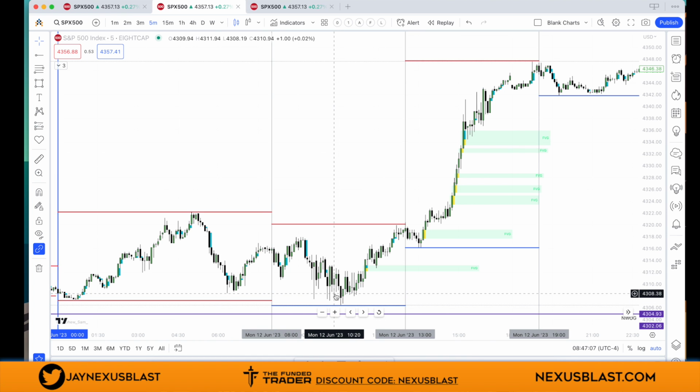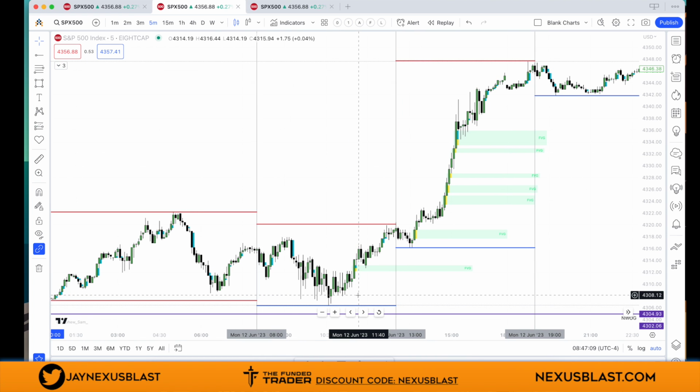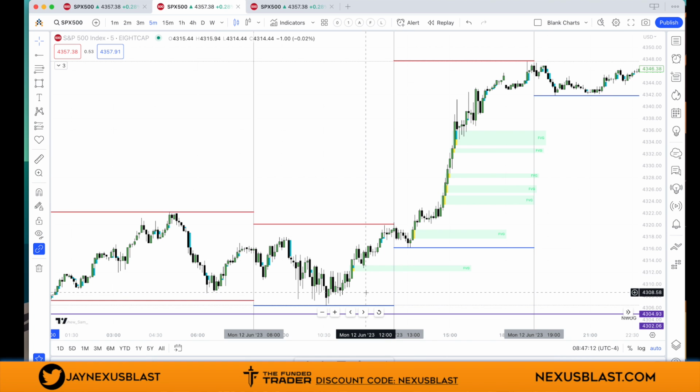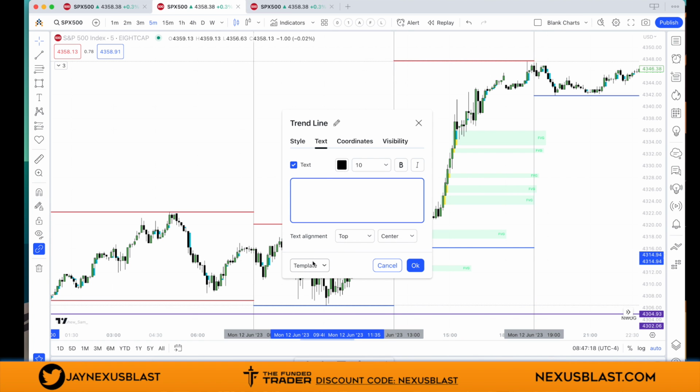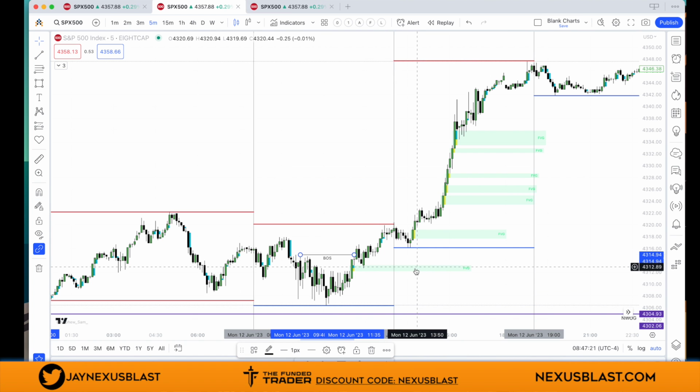Then we have to start looking for a break of structure and a fair value gap to form in the other direction. And we have that occurring over here. So this is your break of structure. And we have a fair value gap that formed over here.